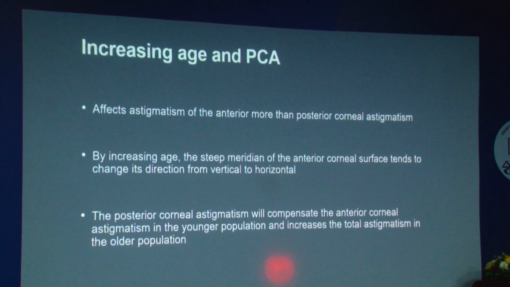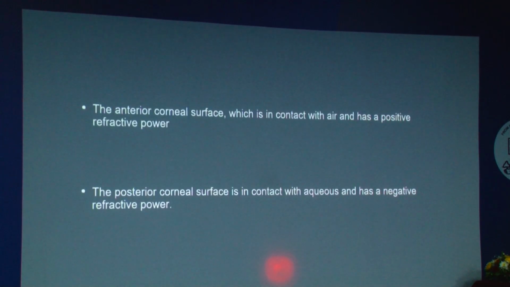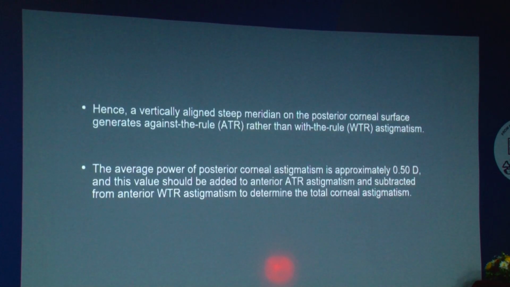With increasing age, the steep meridian of the anterior corneal surface tends to change in direction from vertical to horizontal. The posterior corneal astigmatism will compensate the anterior corneal astigmatism in the younger population and increase the total corneal astigmatism in the older population. The anterior corneal surface, which is in contact with air, has a positive refractive power, whereas the posterior corneal surface in contact with the aqueous has a negative one. Hence, a vertically aligned steep meridian on the posterior corneal surface generates an against-the-rule rather than with-the-rule astigmatism.